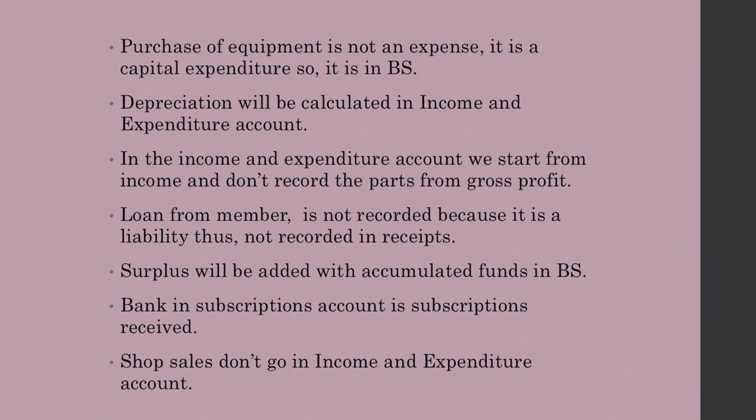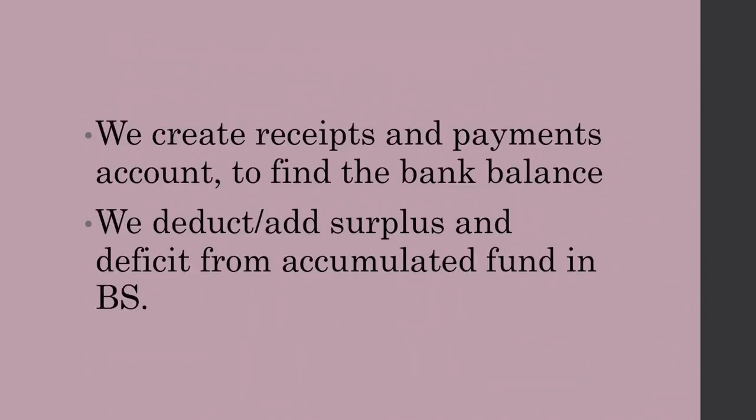In the income and expenditure account, we start from the income and don't record the parts from the gross profit, which includes the inventory purchases. A loan from a member is not recorded as it is a liability. That's why it is not recorded in the receipts. Surplus is added to the accumulated fund in the balance sheet, and the deficit is deducted from the accumulated fund in the balance sheet. Bank in the subscription account is the subscription received, and the shop sales don't go in the income and expenditure account, they go in the receipts and payments account.